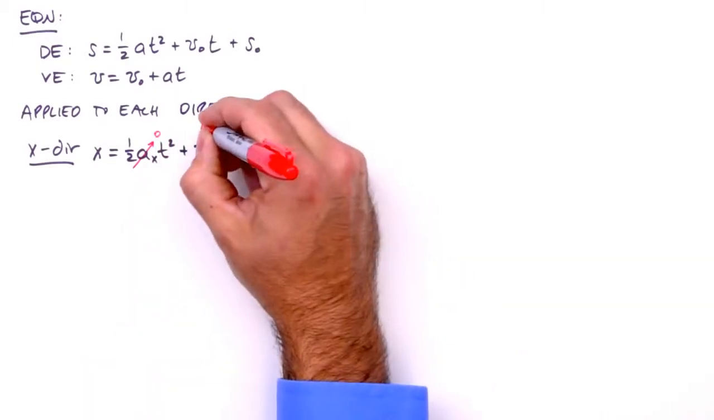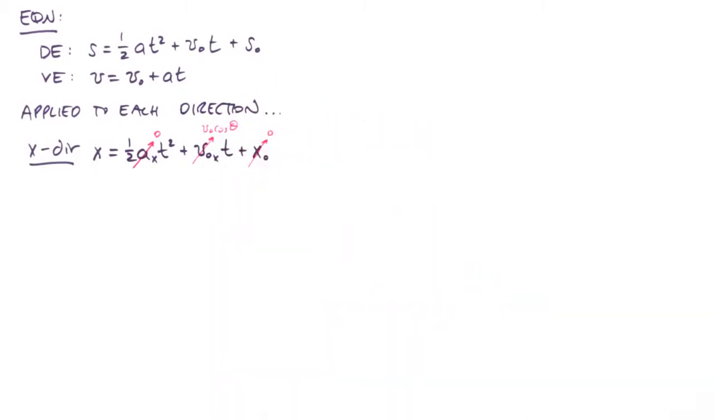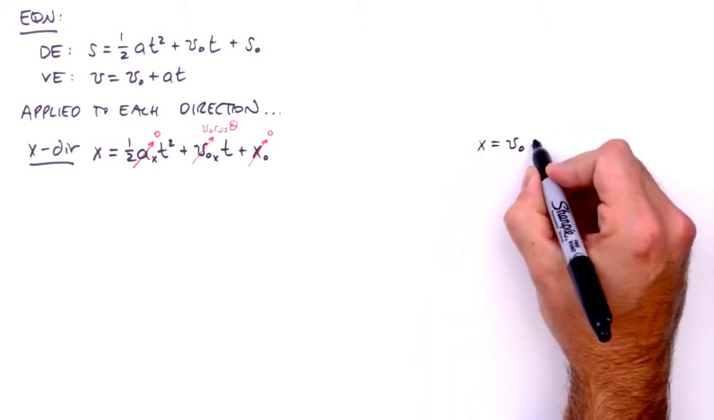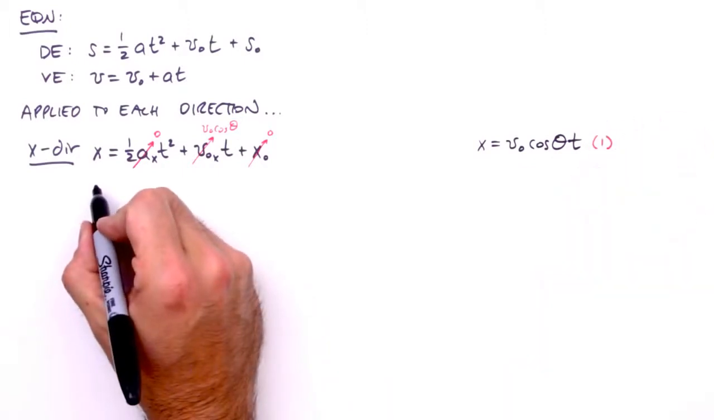We've defined v sub o sub x as v sub o cosine theta, and x sub o is 0. So the displacement equation in the x direction simplifies to x equals v sub o cosine theta t. We'll label this equation 1 and set it aside for now.